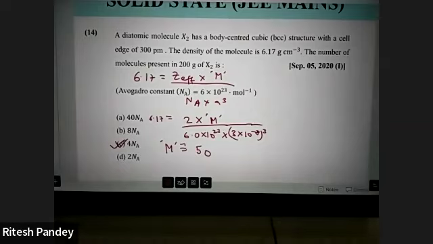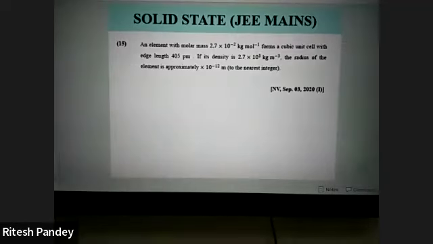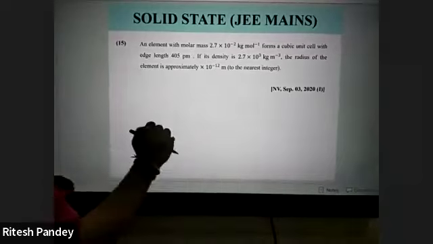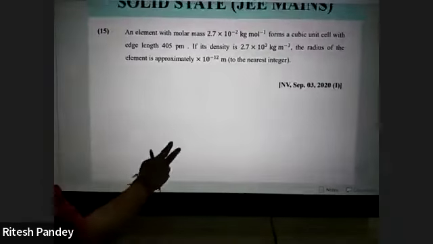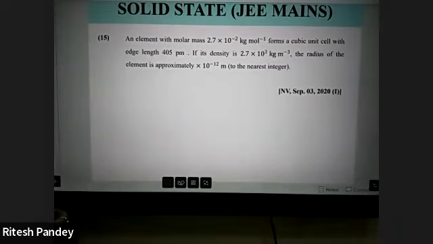So you might find it very monotonous, but my job was to present all questions which have come in the real JEE Mains, to also give you an idea about how frequently this topic is going to feature in the real exam. Almost in every session, you have at least one or more questions from solid state. And although it's no longer a part of JEE Mains, it was a very common question in the past. So it forms a cubic unit cell with edge length 405. If its density is 2.7, you have to find the radius of the element, approximately. Obviously they want me to find Z first and then relate R with Z.